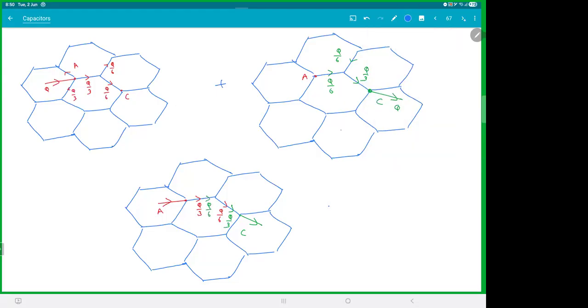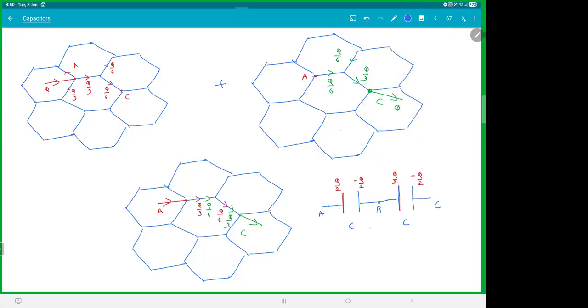So if I just redraw them, this is how it looks. Capacitor, capacitor. This was A. This junction was B. This was C. Capacitance was C and capacitance was C. How much charge is there? Q by 3 plus Q by 6, Q by 2, Q by 2. These are the charges, everyone. This is how it looks.